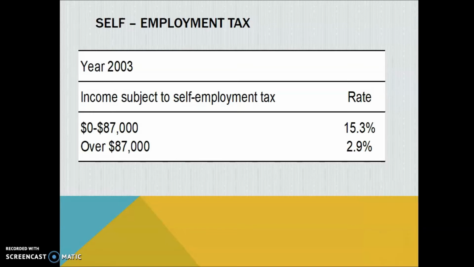This is an example for self-employment tax. From the diagram we can see the income subject to self-employment tax for the year 2003, and the rate is different. For the amount from $0 to $87,000, the rate is 15.3%, and when the money is over $87,000, the rate becomes lower, which is 2.9%. So we can clearly see the different rates for different amounts of money.